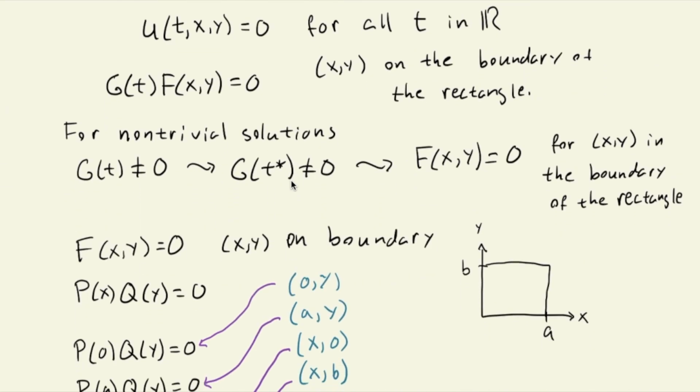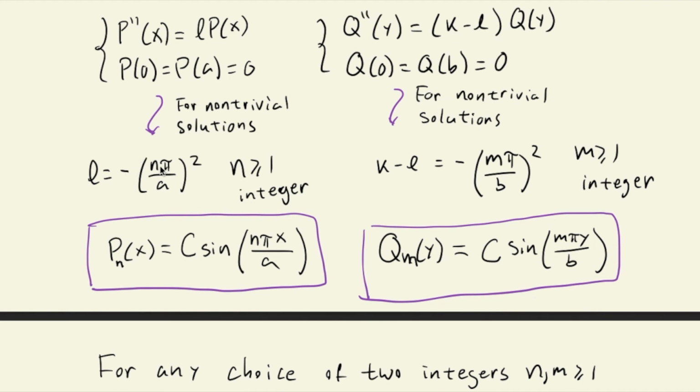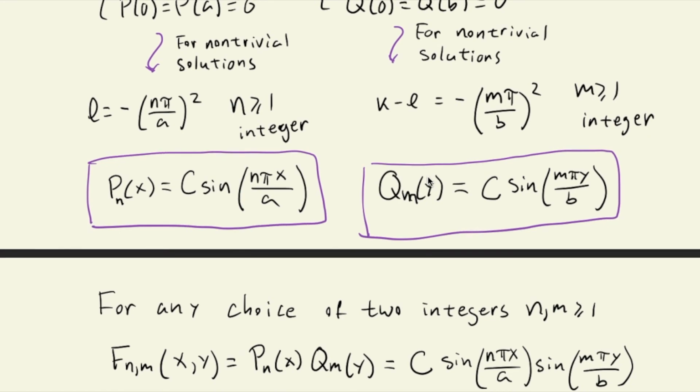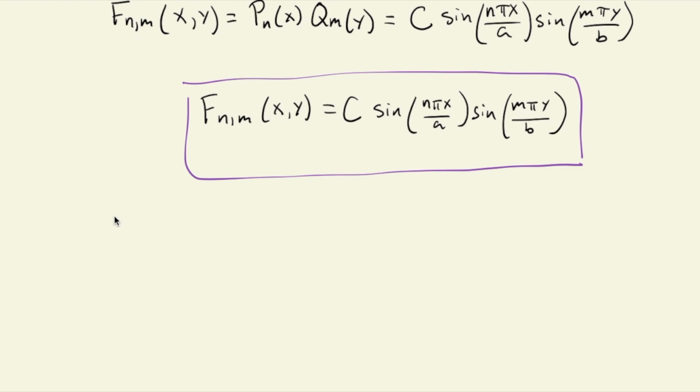Right? So you look at these equations here. We have L and we have K minus L. So we can find K, right? Because K, so let me write here.